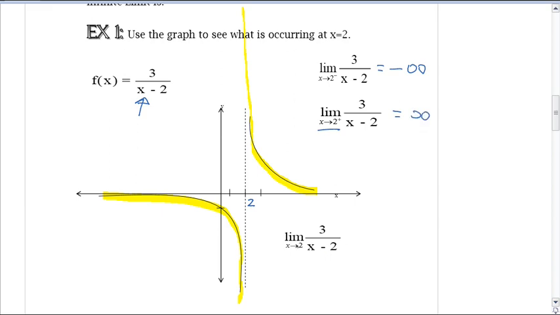Now, what can we say about the general limit? Therefore, the general limit does not exist because I'm reaching negative infinity from the left and I'm reaching positive infinity from the right. And remember, for the general limit to exist, the left and right have to be the same heights.